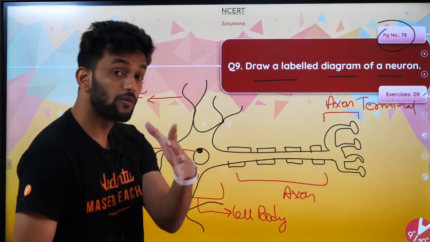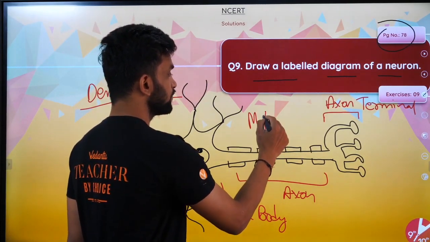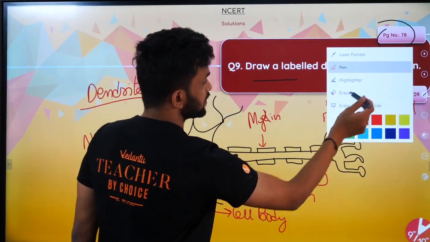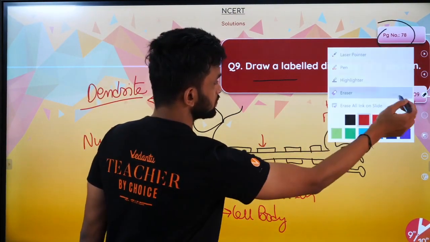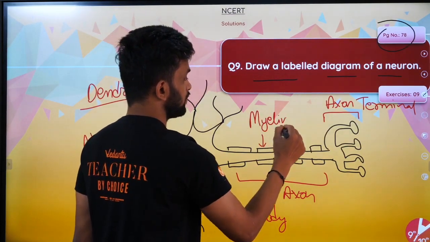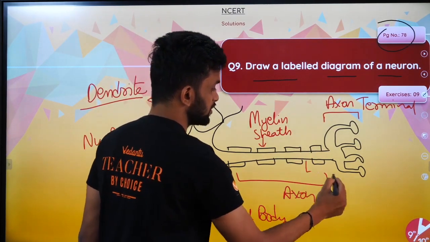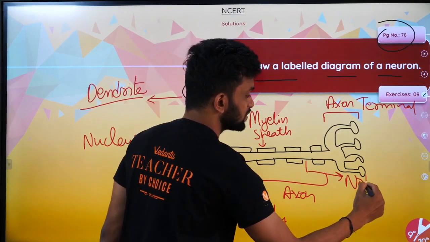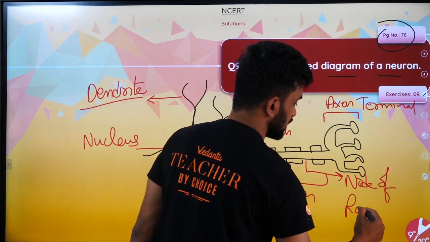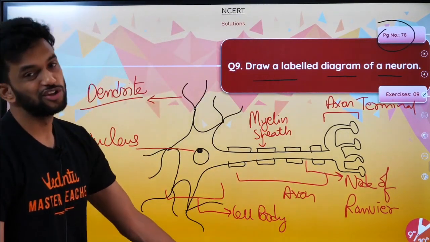Then additionally, if you want, you can mark this as the myelin sheath. Then the spacing between two myelin sheaths is called the node of Ranvier. Right guys, so this is how you draw a neuron.